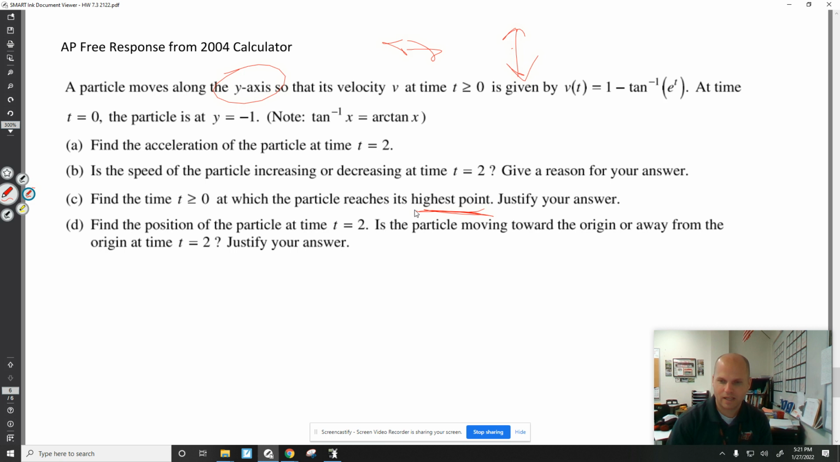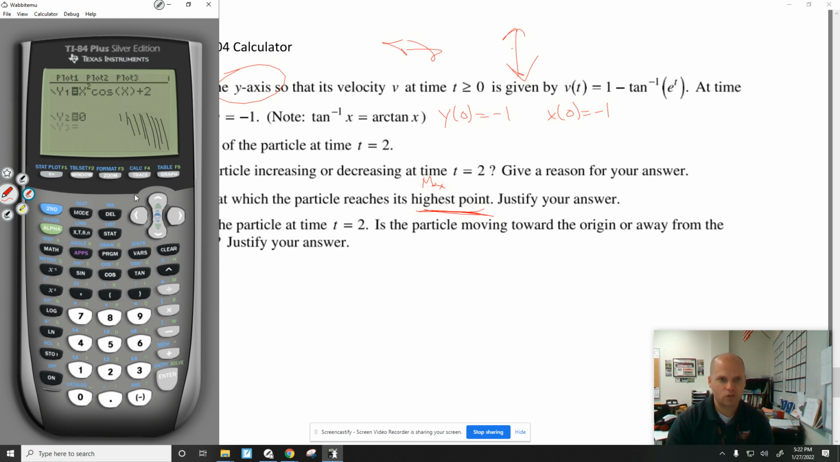Highest point would be like a max or when I'm furthest right. At time t equals 0, the particle's at a y coordinate. You can flip this so it's on the x-axis, so it's fine. You could say x of 0 is -1 or y of 0 is -1. Like either of these are fine. Now, unfortunately, my velocity is 1 minus the tan inverse of e to the t.